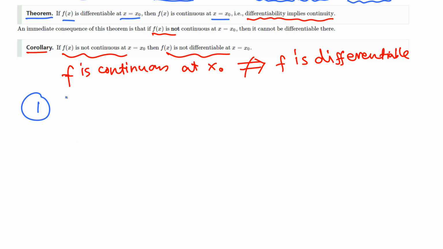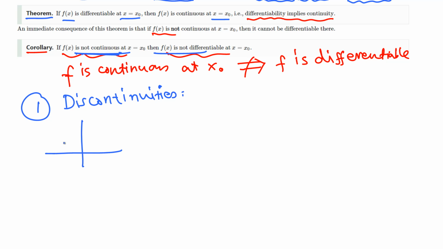So the first one we said is discontinuity. If the function is not continuous, then obviously it is not differentiable. Like we can have a jump discontinuity like this at this point A. This function has a jump here. That means this function, let's say f, is not continuous at A. All that means f prime at A does not exist, because the function is discontinuous at A.